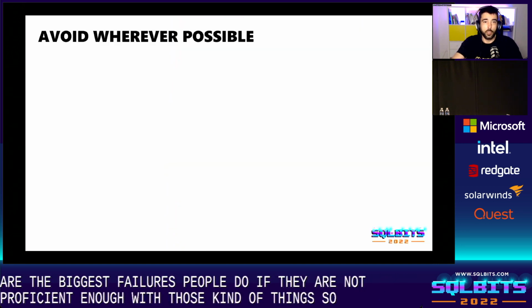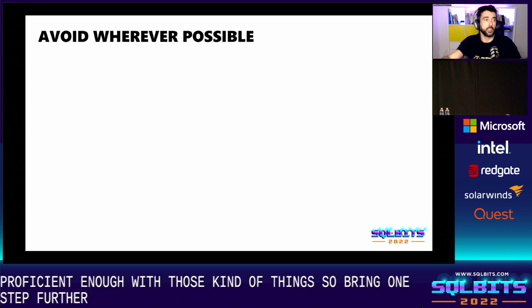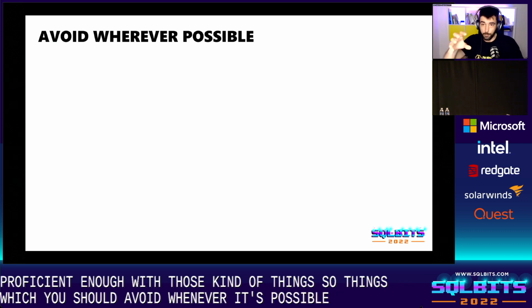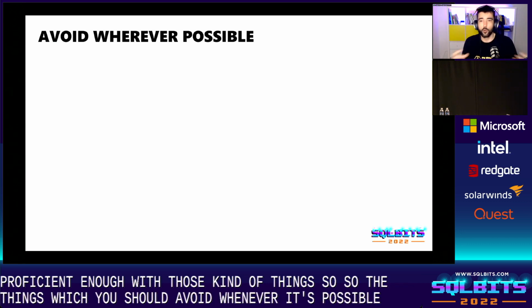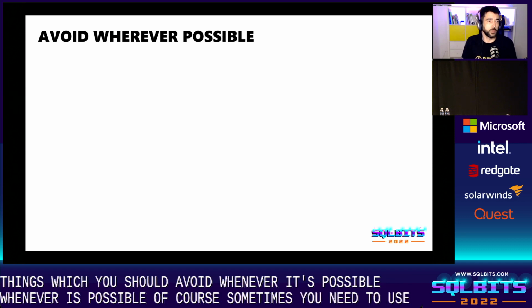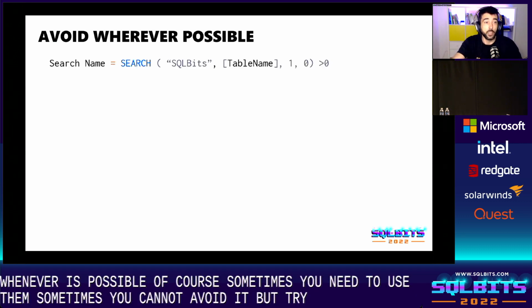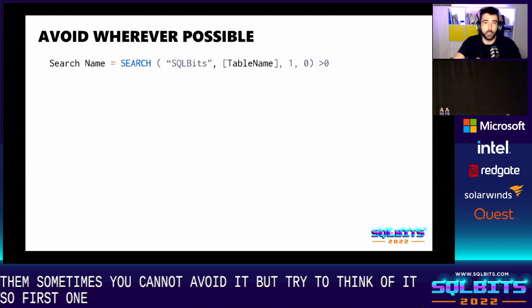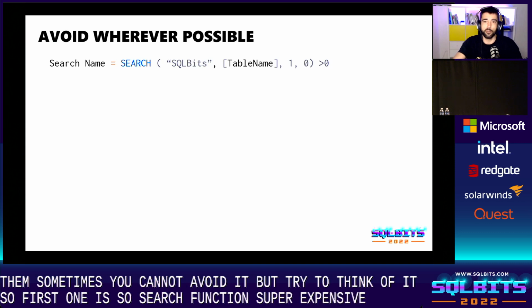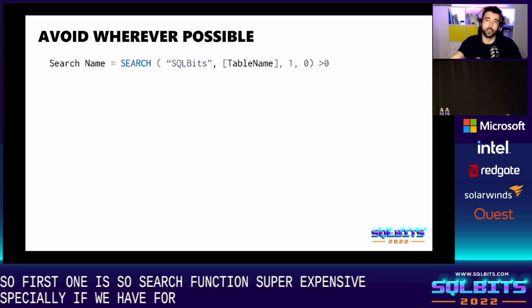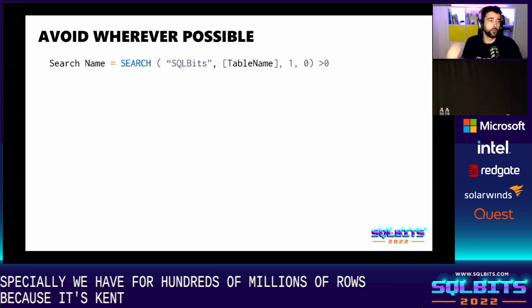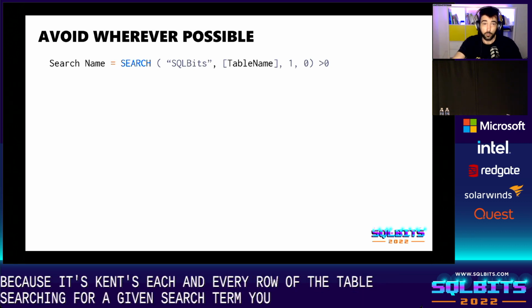So going one step further, there are things which you should avoid whenever it's possible. When I'm saying whenever it's possible, of course, sometimes you need to use them, sometimes you cannot avoid them, but try to think of it. So the first one is our search function. Search function is super expensive, especially if we have tens or hundreds of millions of rows, because it scans each and every row of the table, searching for a given search term you are creating.